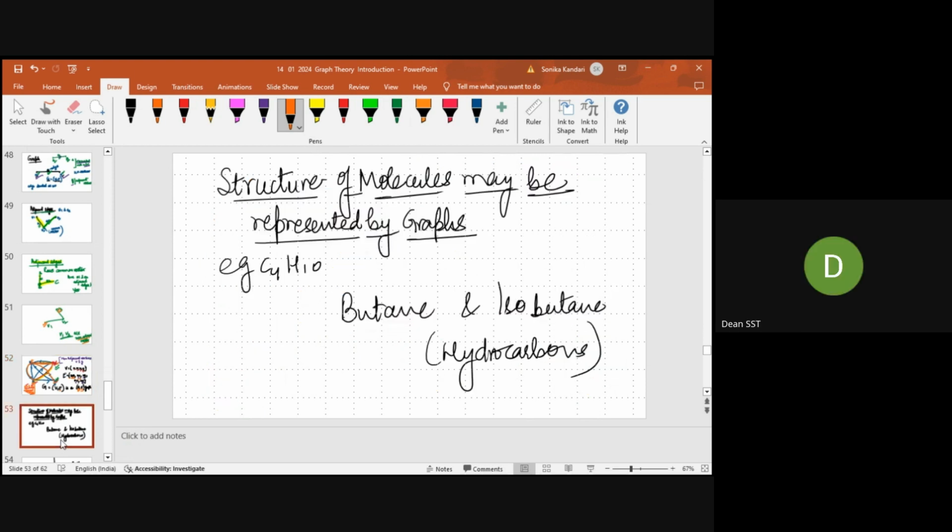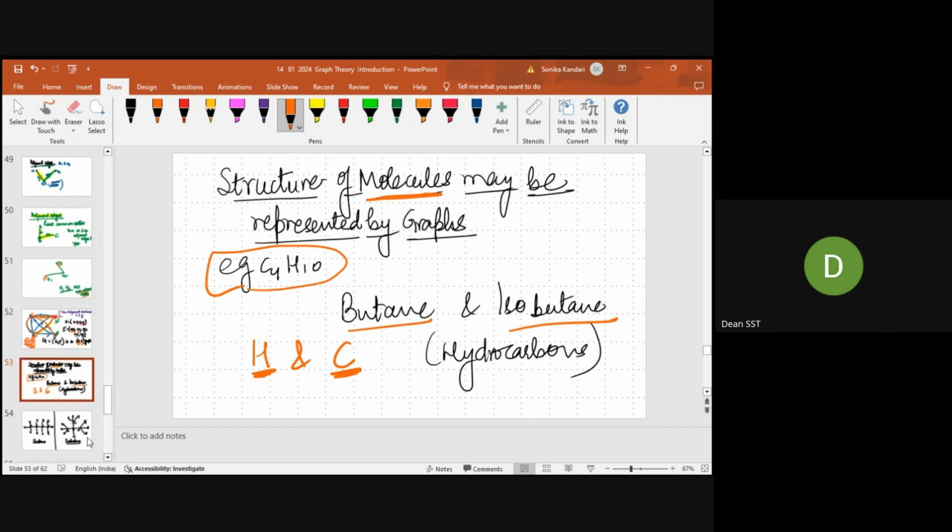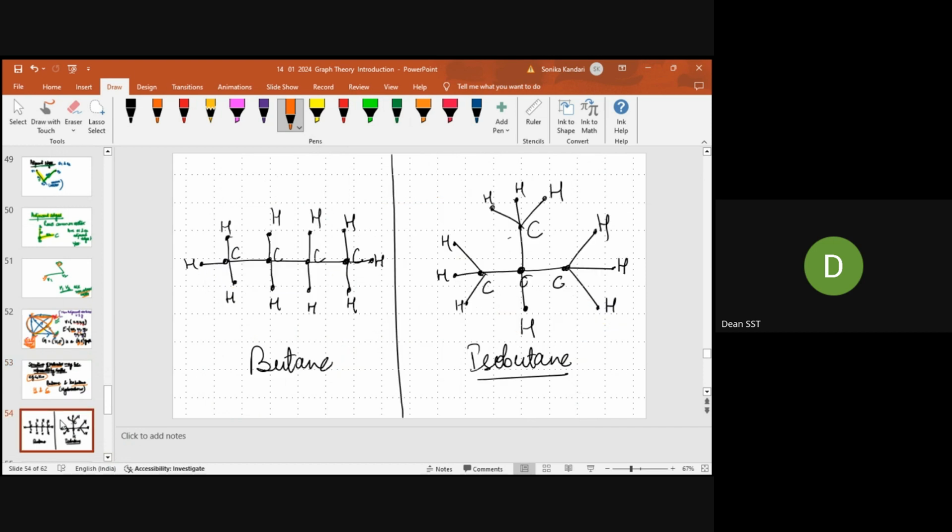Then I want to show you the structure of molecules. You must have studied hydrocarbons. Hydrocarbons are compounds made of hydrogen and carbon. Carbon is represented with C and hydrogen with H. Let us see the structure of butane and isobutane. The formula is C4H10. Is this screen visible to all of you? Yes, ma'am. Let us see how they can be represented graphically.